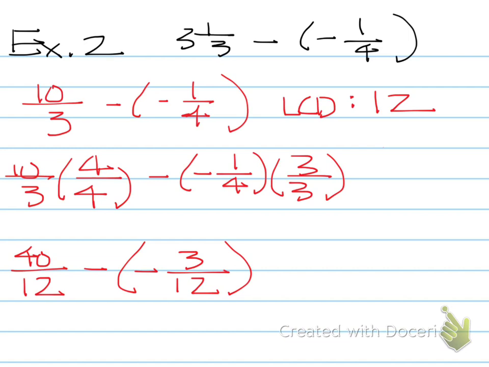And now we're subtracting two numbers. So now we want to change the subtraction to addition and change the sign of the second number. So 40 minus negative 3 is the same thing as 40 plus positive 3, which is 43, over 12. And this is simplified because there's no number other than 1 that we can divide evenly into 43 and into 12.